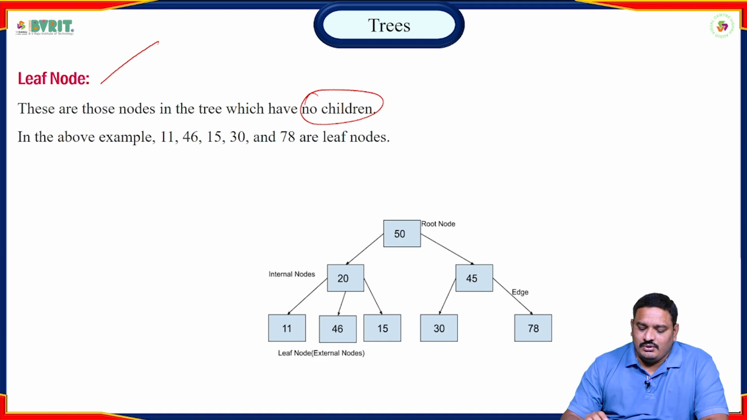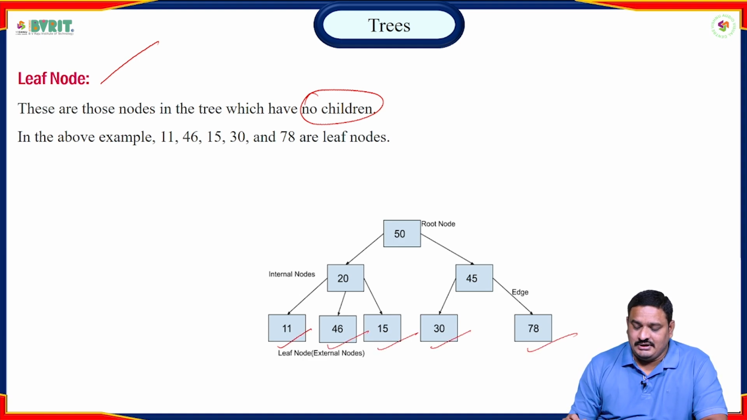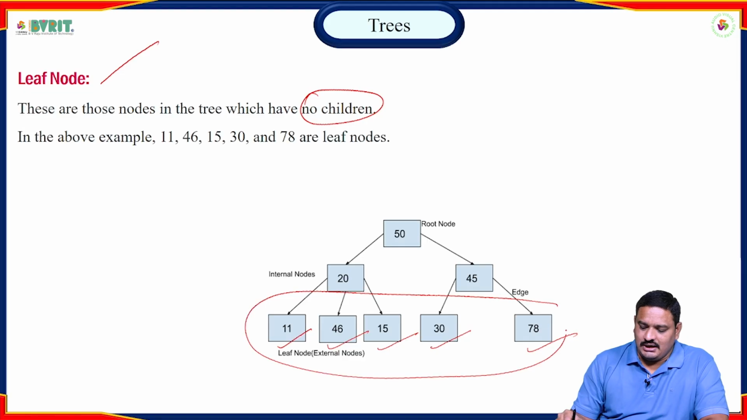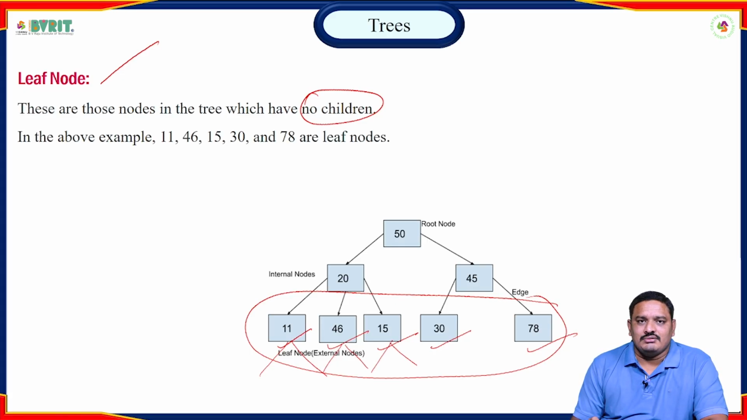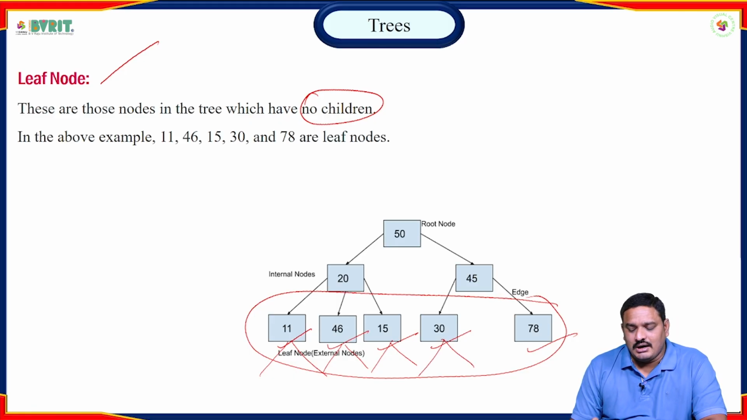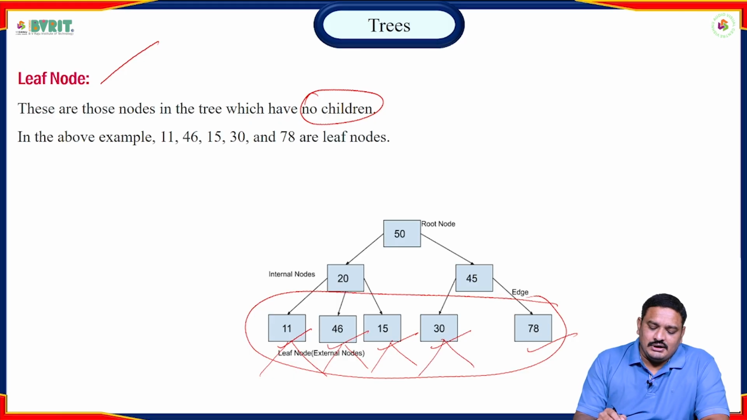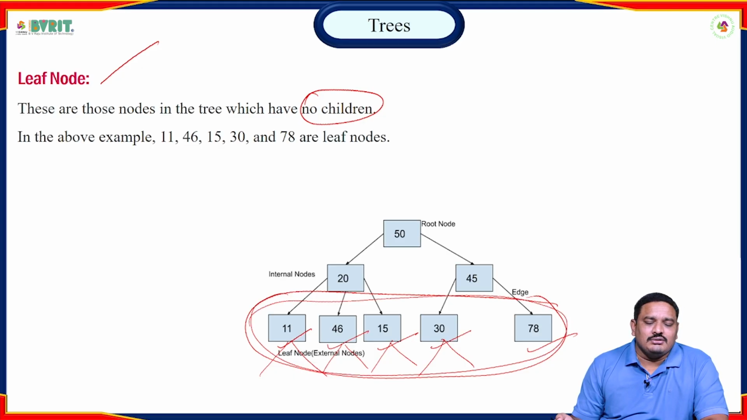In this example, 11, 46, 15, 30, 70. These are all leaf nodes because this element does not have any nodes. This element does not have any elements. This node does not have any other nodes. This element does not have other nodes. Like this. Here, simply, a leaf node is one where there is no other child node. That node is called a leaf node.